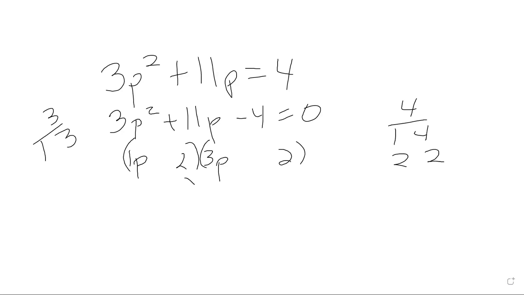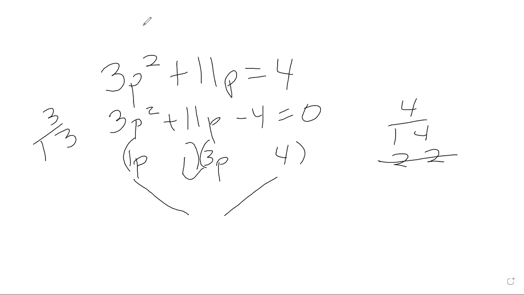All right, multiply. 2 times 3 is 6. 2 times 1 is 2. Can I get 11 from 6 and 2? If I add 6 and 2, I get 8. If I go 6 minus 2, I get 4. So that doesn't work. And there's no point in switching the 2 and 2 around because it would give me the same thing. So we're going to have to try a different one. So scratch that out. Let's try 1 and 4.